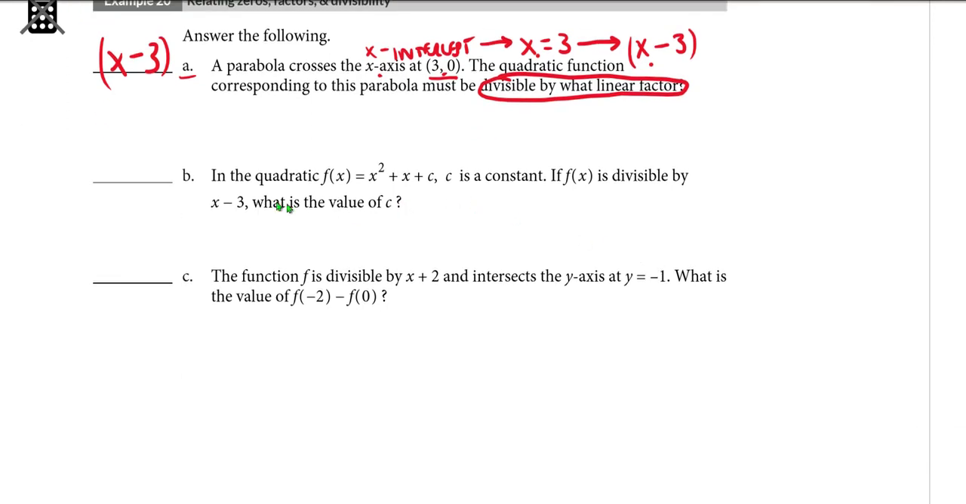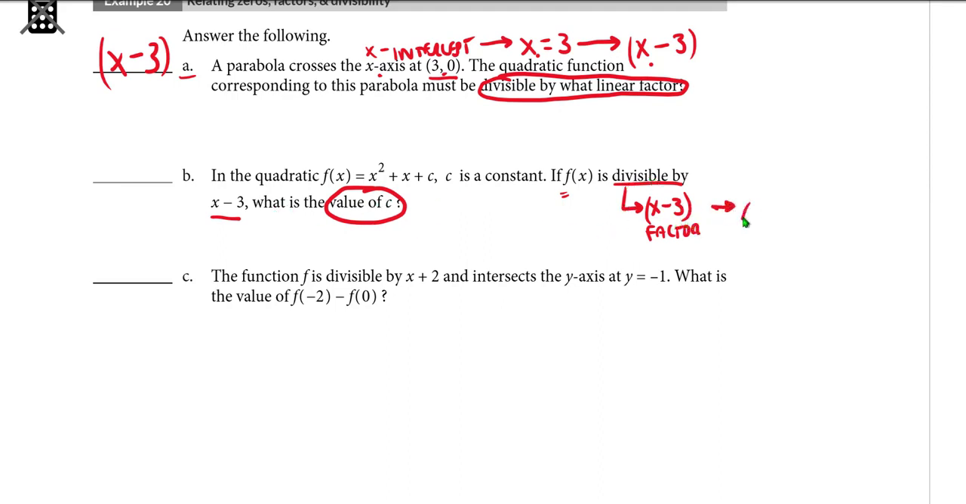Next, we have 20b here. In the quadratic, f of x equals a bunch of stuff. C is a constant. If f of x is divisible by x minus 3, what is the value of c? Okay, so in this case, the chain seems to start at this note that f of x is divisible by x minus 3. So that leads us to x minus 3 is a factor, right? If f is divisible by x minus 3, then x minus 3 is obviously a factor. Just two equivalent statements. Same thing. Divisible by x minus 3 means x minus 3 is a factor.